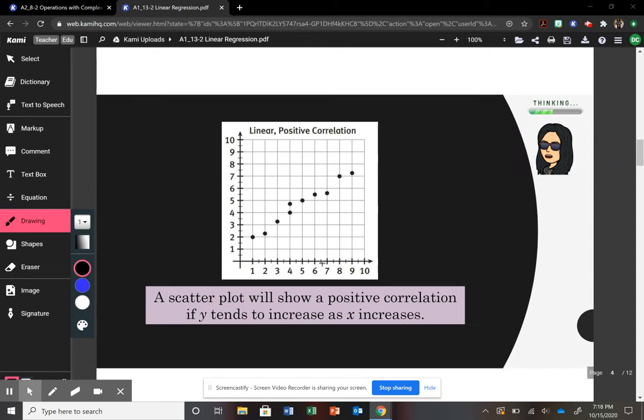All right, so here we have what a linear positive correlation looks like. This is a pretty strong correlation. If you notice, it's very close to being linear. They're all gathered very close to a line, somewhere like this, right? A scatter plot will show you a positive correlation if y tends to increase as x increases. So as we increase here, our values are also increasing on our y axis.